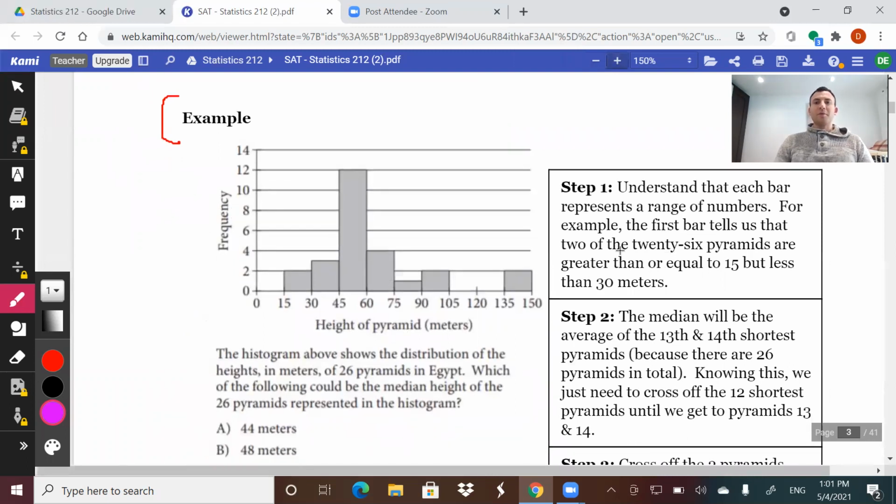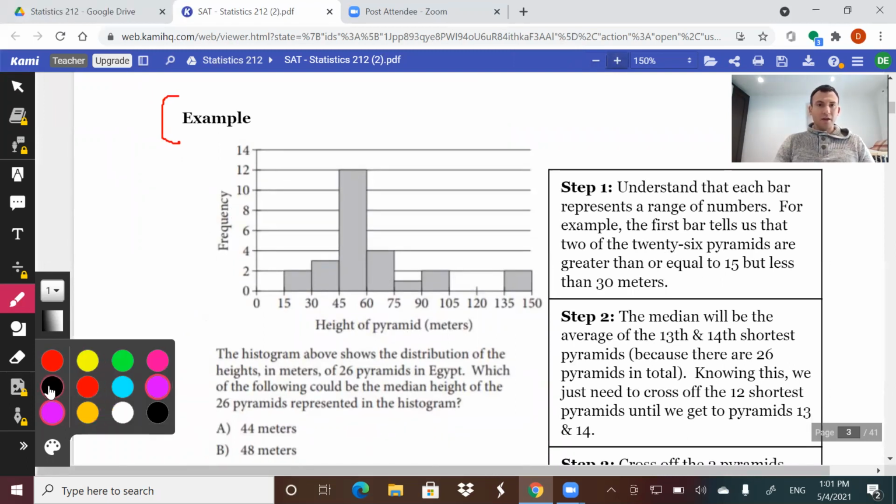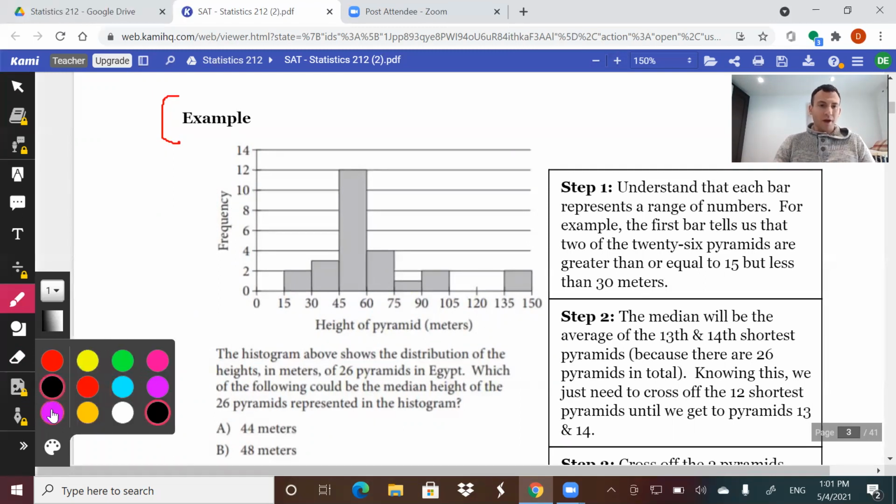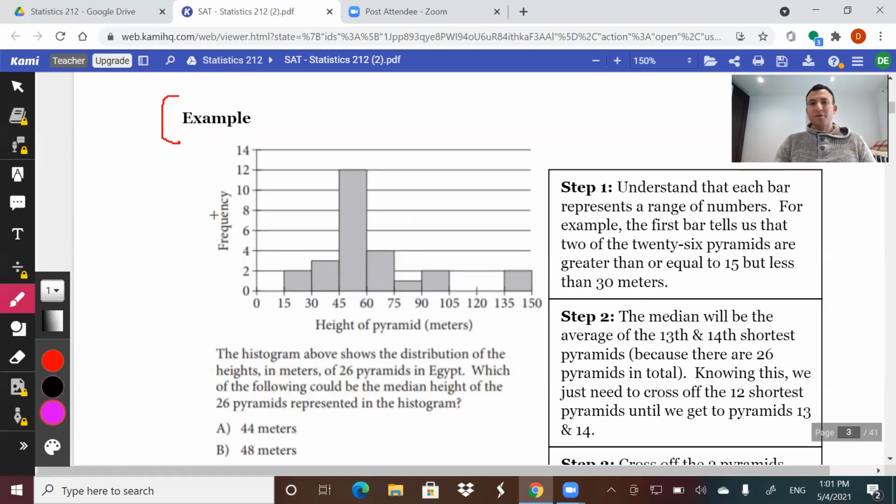So it says the histogram above shows the distribution of heights in meters of 26 pyramids in Egypt. Which of the following could be the median height of the 26 pyramids represented in the histogram? Okay, so the first thing to understand is how a frequency chart or a histogram works. And the way it works is this. We're going to have 2 scores that are going to be between 15 and 30. So you could almost write that out twice.